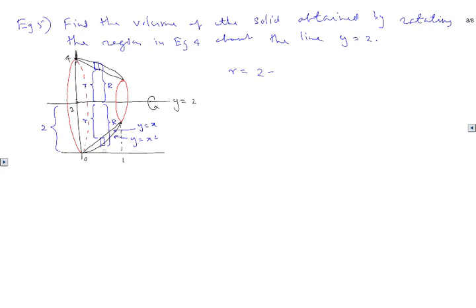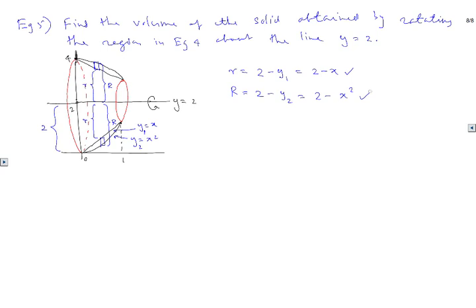If I call them equation 1 and 2, curve 1 and 2, the small r is 2 minus y1, right? That means 2 minus x. The large radius is again 2 minus the bottom one, y2, which is 2 minus x squared. So 2 minus x and 2 minus x squared. Now we have the two radii.